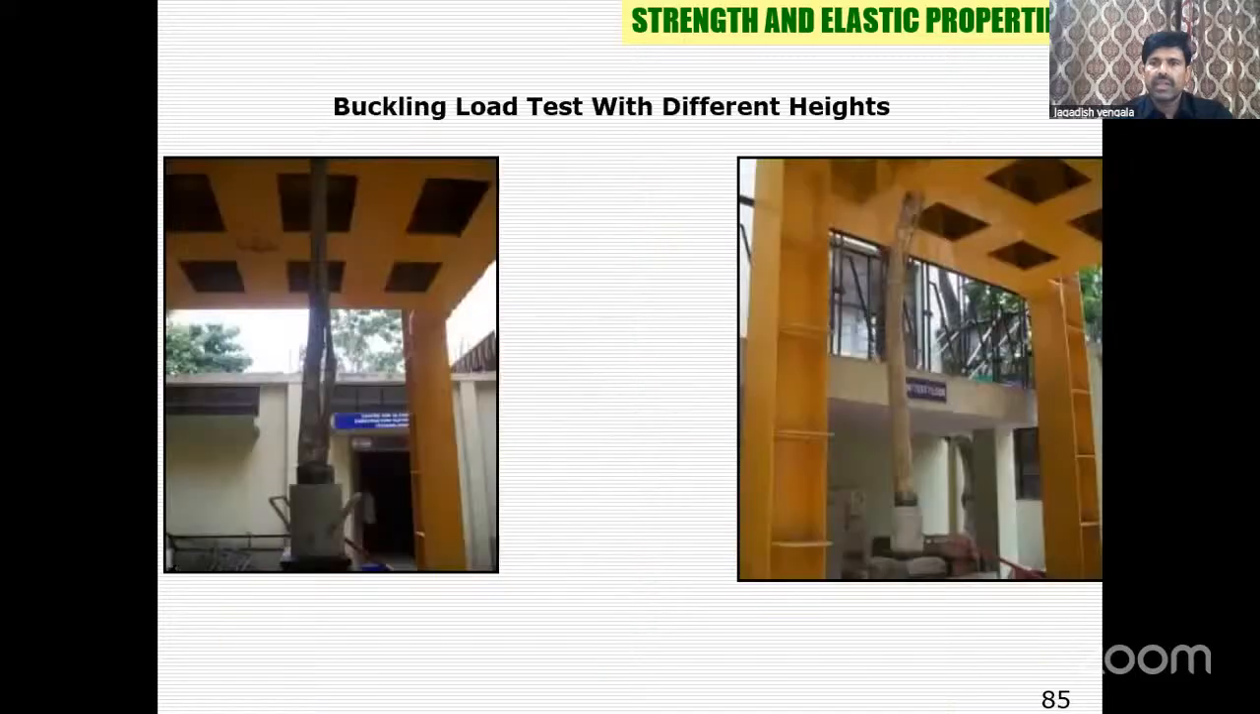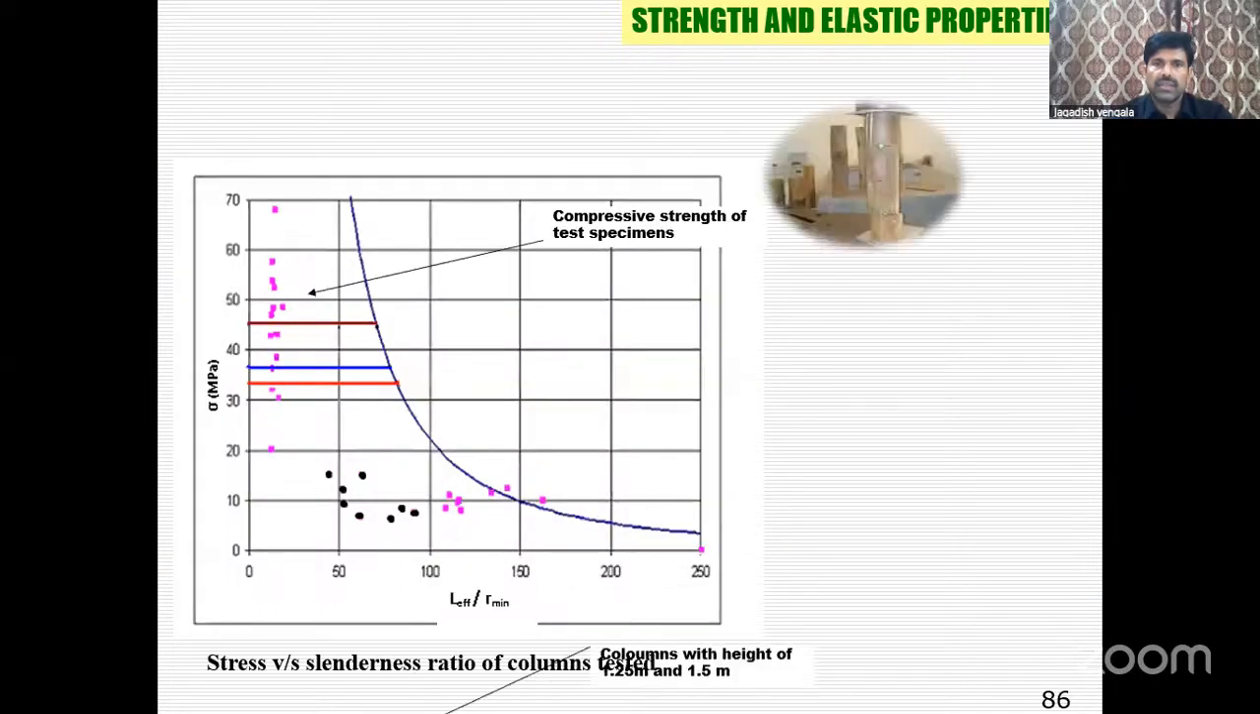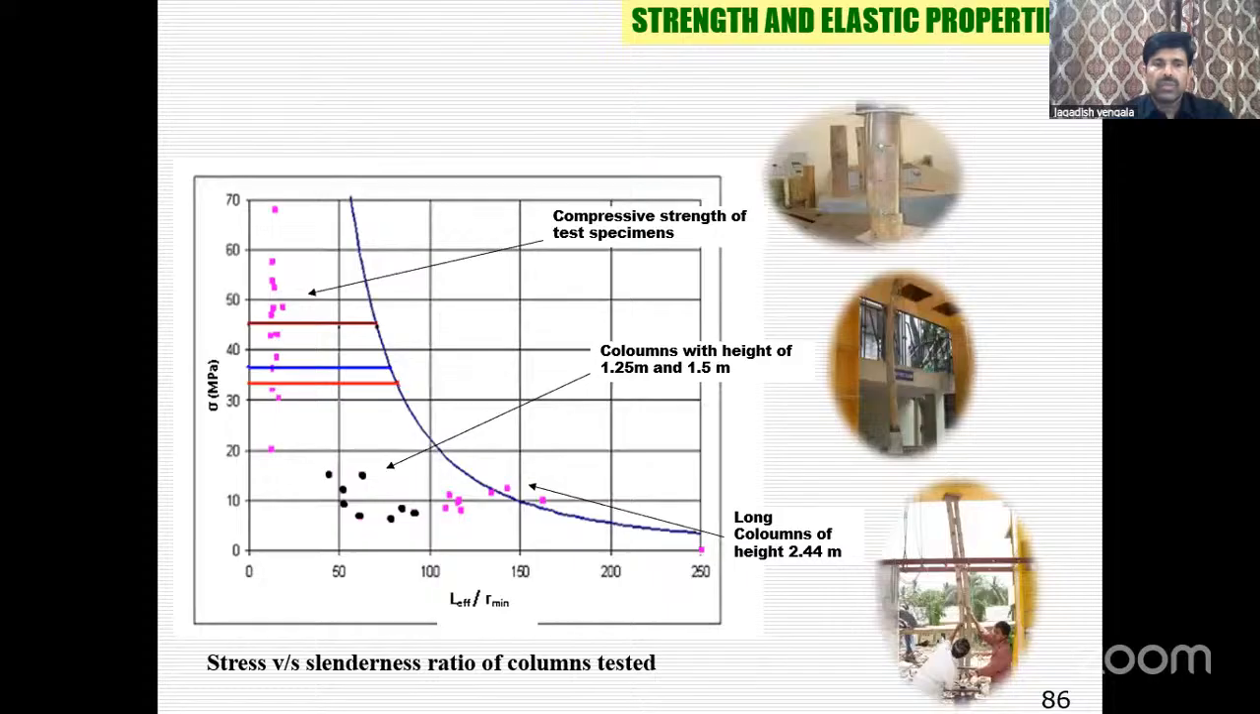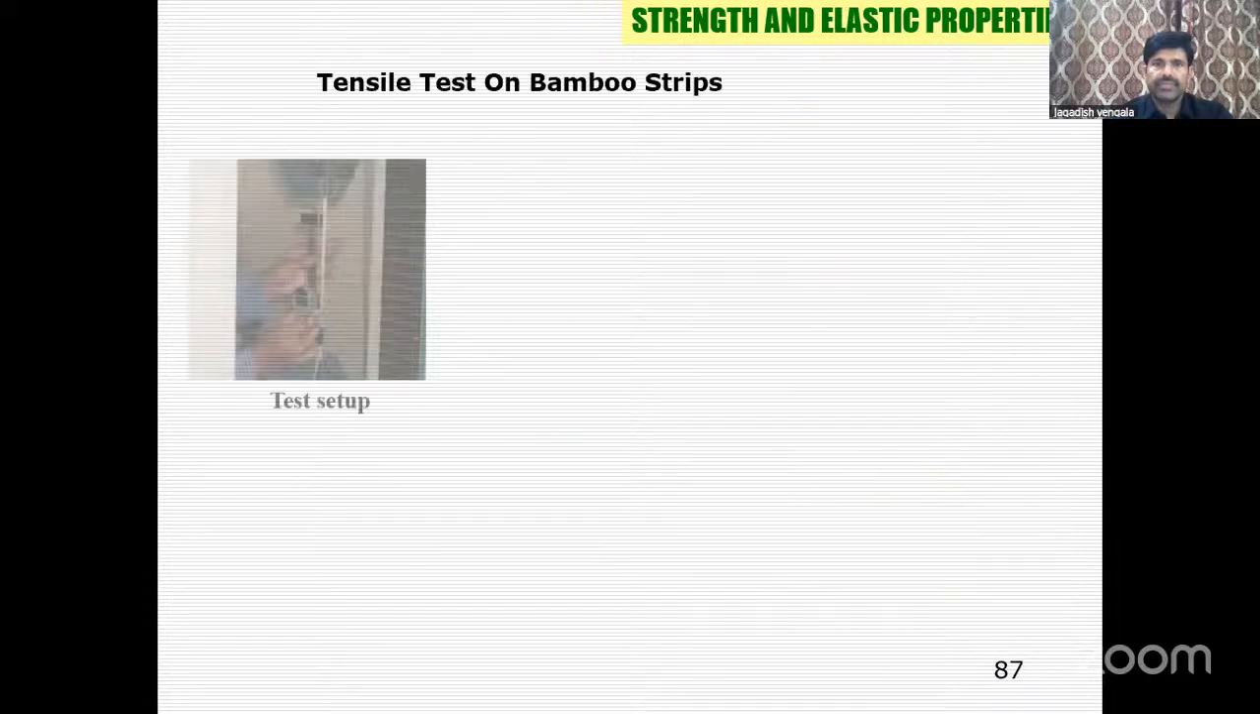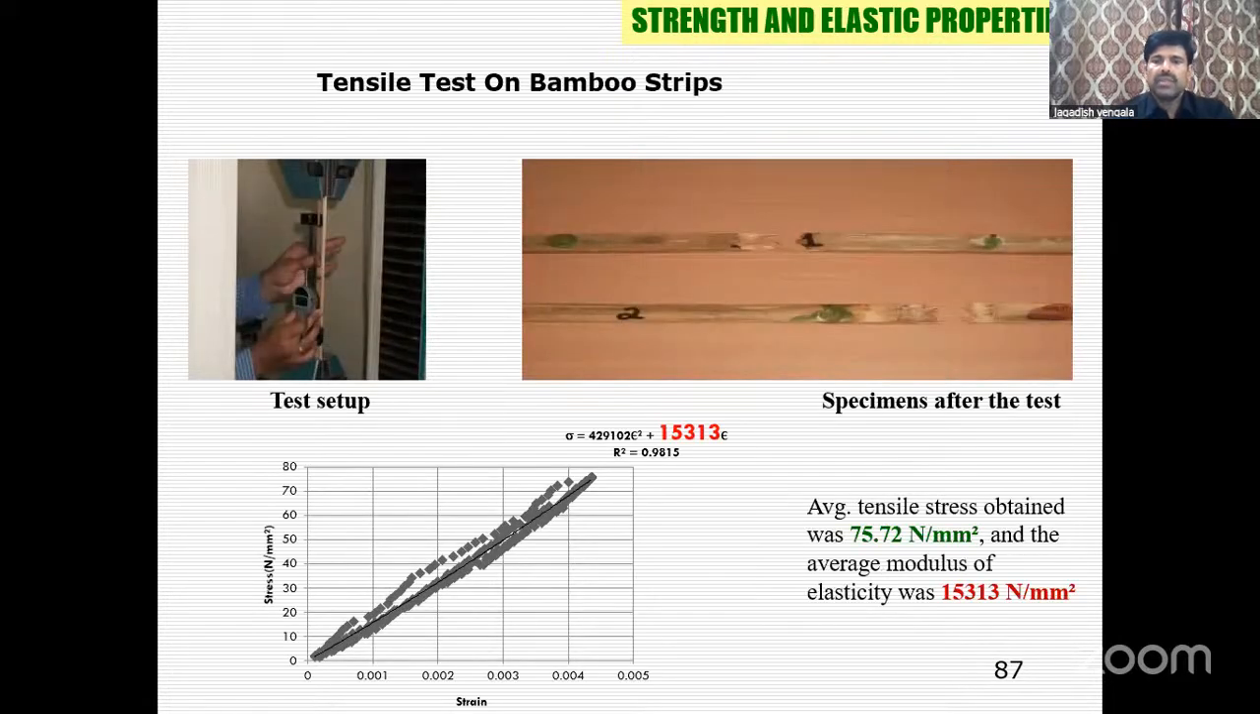These are some of the failure cracks observed. Different heights also we have carried out the testing. So stress versus slenderness ratio also we have carried. So we have also carried out the tensile test on bamboo strips, wherein you can see, many of the times, bamboo is compared using the steel.